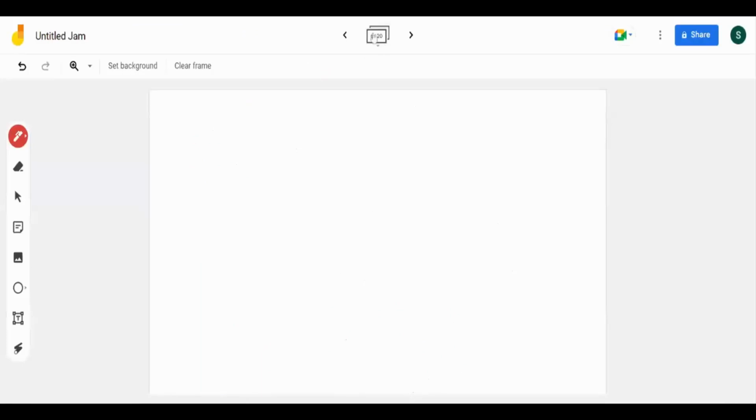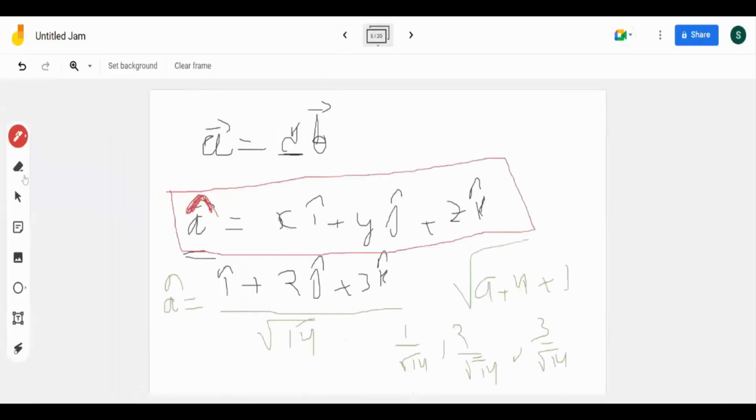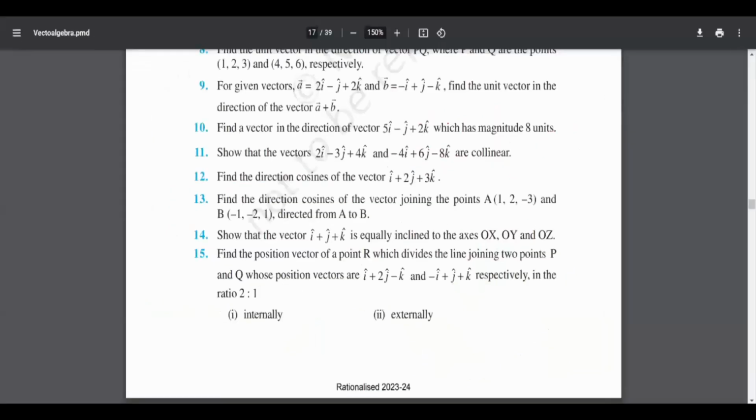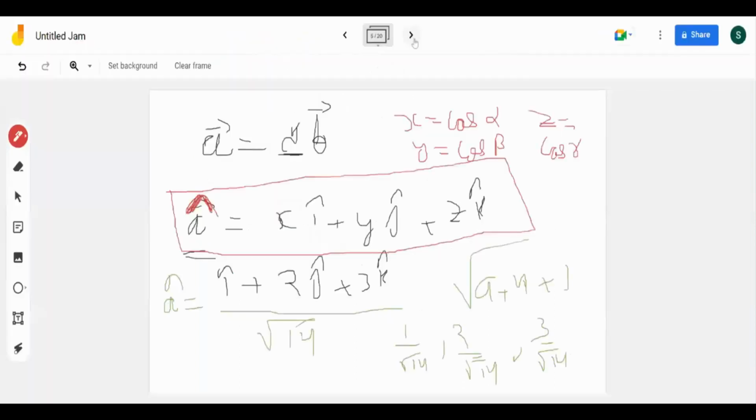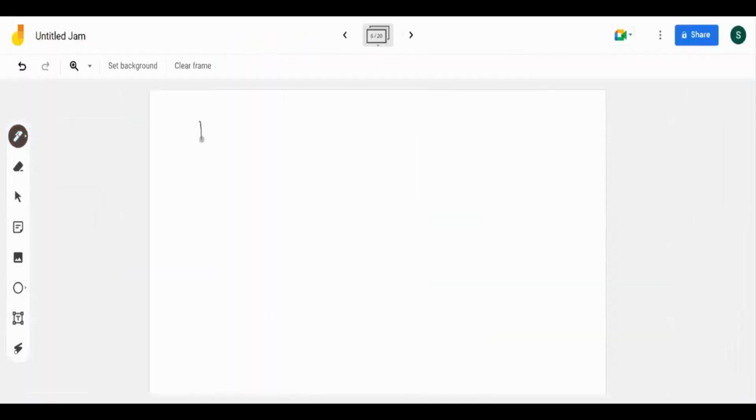On the previous slide where I wrote this, a cap is xi plus yj plus zk. Here x is cos alpha, y is cos beta, and z is cos gamma, where alpha, beta, and gamma are the respective angles of a cap with the X, Y, and Z axes. So if we find the unit vector and find its coefficients to be equal, we can say they are equally inclined. Okay, so the given vector is i plus j plus k.